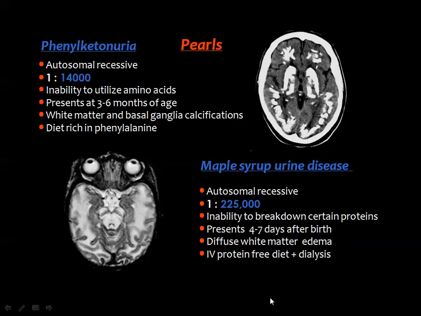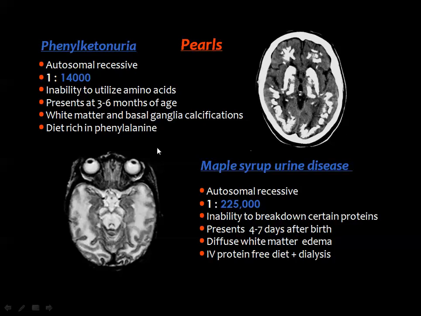And to sum up the previously mentioned data about the four diseases, the phenylketonuria, all the four diseases are autosomal recessive. The most common one of them is the phenylketonuria with this relative common incidence. The main problem is the inability to utilize amino acids, and the disease will present at the age of 3 to 6 months with white matter and basal ganglia calcification, which are better seen by CT, of course.